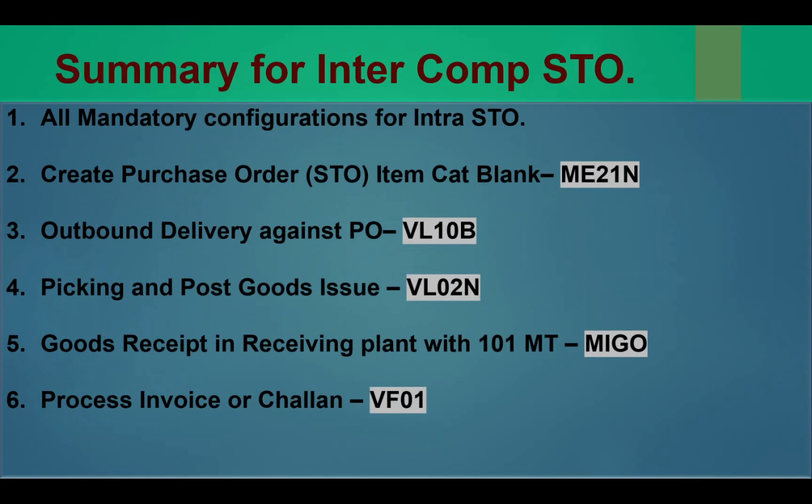Okay, so this will be our summary here. We create all 18 configurations, then we create the PO, outbound delivery, then we post goods issue against this delivery. Depending on our one step or two step, we will use 101 movement, and lastly the invoice.